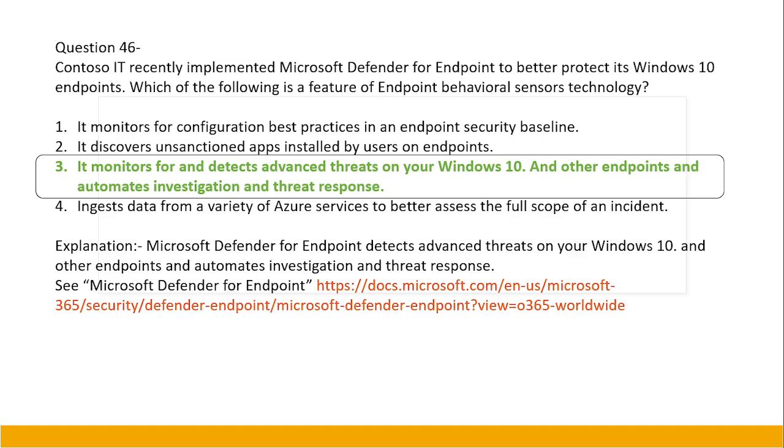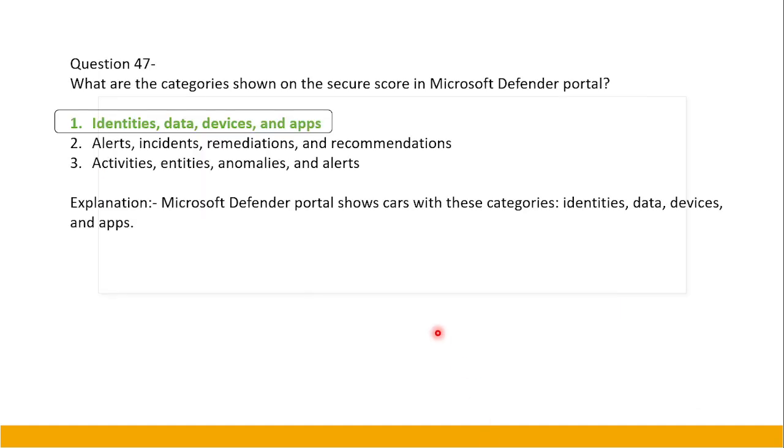Moving on to question number 47. What are the categories shown on the secure score in the Microsoft Defender portal? Number 1, identities, data, devices, and apps. Number 2 is alert, incident, remediation, recommendation. Number 3, activities, entities, anomalies, and alert. Correct answer here is option number 1, which is identities, data, devices, and apps.